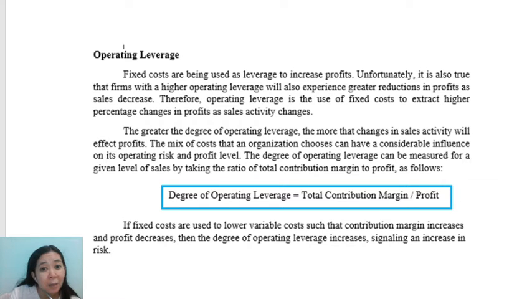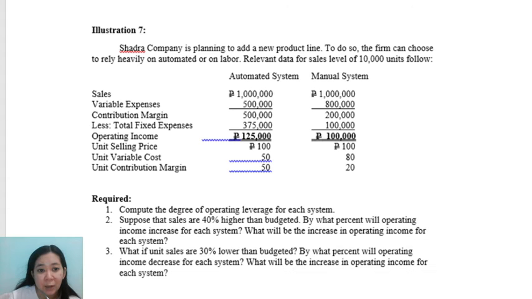So to understand better the concept of operating leverage, we will use this illustration. For Shadra Company, they are planning to add a new product line. To do so, they can choose to rely heavily on automated or on labor. So the relevant data for sales level of 10,000 units are as follows, given there for automated system and manual system.